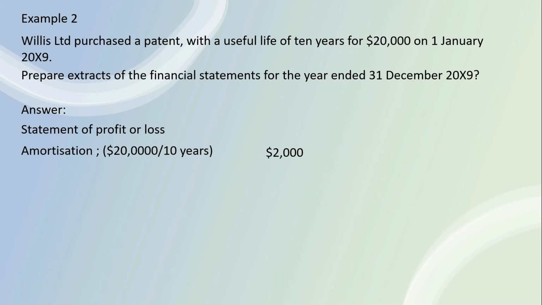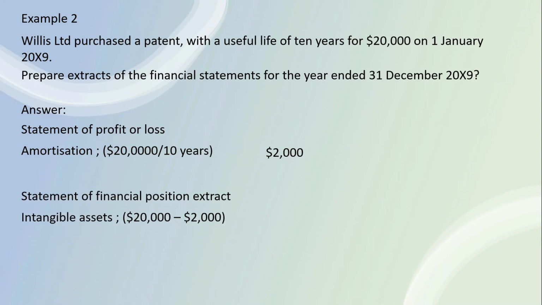The accumulated amortization will go to the statement of financial position, which we are going to report. The cost of the patent is $20,000, and you minus the accumulated amortization, which you credit. You debit the amortization expenses and credit the accumulated amortization. So the amount that should be reported in the statement of financial position is 18,000.